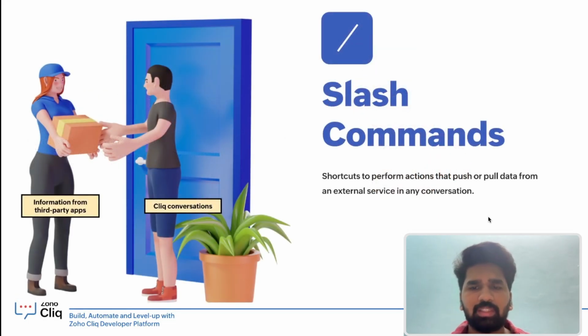So the first component is slash commands. Think of a slash command as an instant delivery agent who's always on standby, ready to fetch exactly what you need right when you need it. Whether you are in a chat with your team or in a deep conversation thread, this type of command instantly brings your information from another app or database right into your chat window.